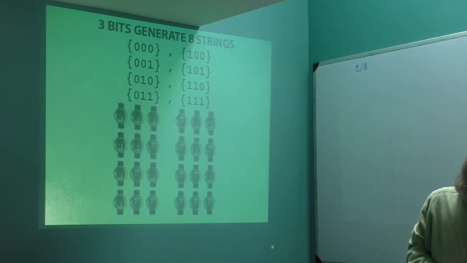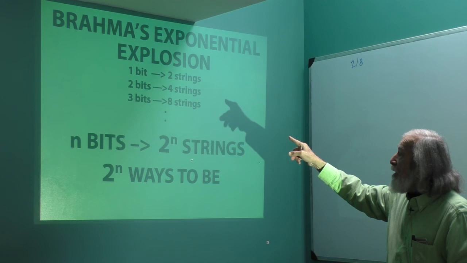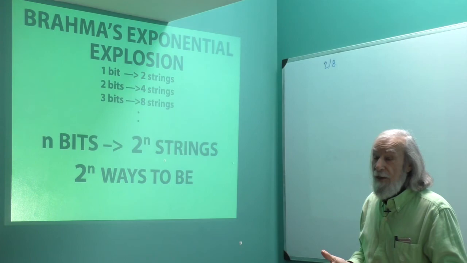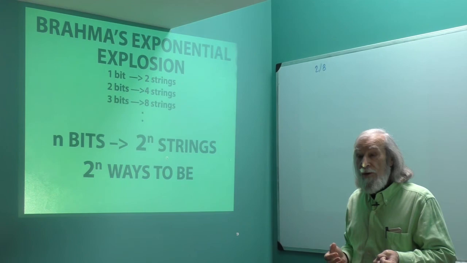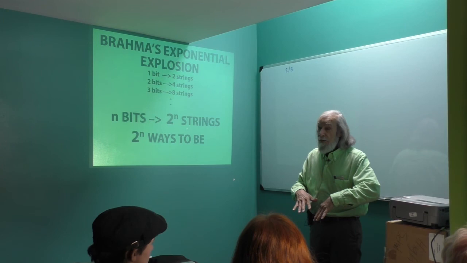So I call this Brahma's exponential explosion. Because with one bit, we got two strings, two bits got four, three bits we got eight. If we have n bits, we get 2 to the n strings. 2 to the n different ways to be. 2 to the n different possibilities. And it's an explosion because it's exponential. We're going to learn more about exponential explosions, so don't worry that you didn't get it all the first time through. But there's something that happens with bits that creates much, much more from very little.